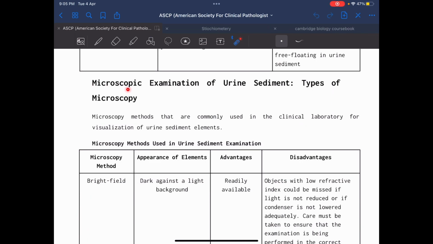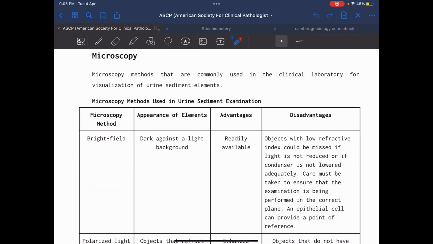Next, we need to discuss what types of microscope used to examine urine sediment. Most commonly method used or microscopy used is the bright field. Microscope used bright field. Appearance of element is dark against a light background. So you will have the background light and the elements will be dark. Advantage, readily available. It is available in all the laboratory.